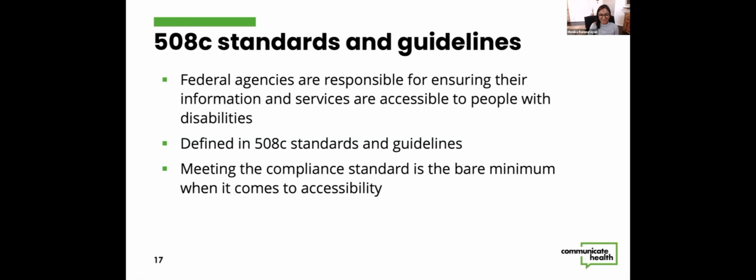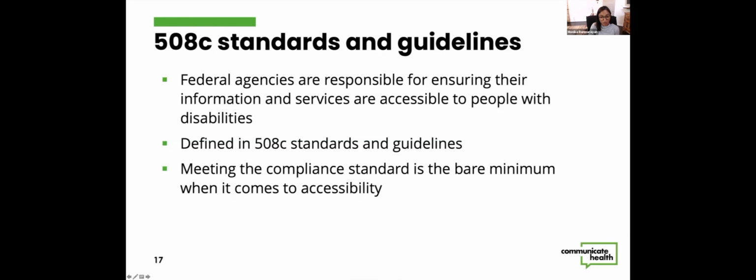So we'll definitely take a few minutes and just talk about what 508 compliance is. Section 508 of the Rehabilitation Act requires access to information and communication technology, or ICT, that's developed, procured, maintained, or used by federal agencies. What that means is federal agencies are responsible for ensuring that their information and services are accessible to people with disabilities. And the definition of what accessible means in this context is captured in what's known as 508C standards and guidelines, and the C stands for compliance.